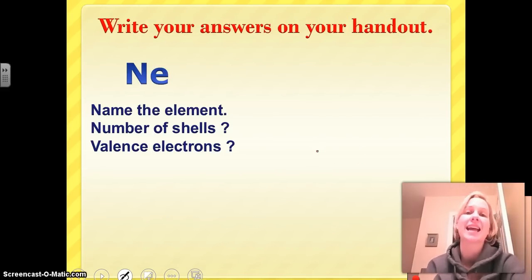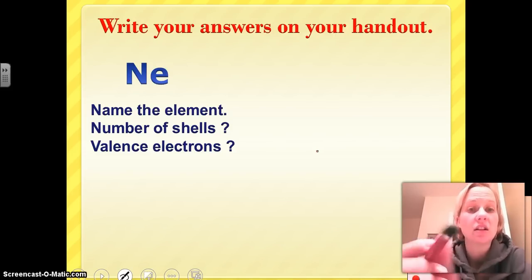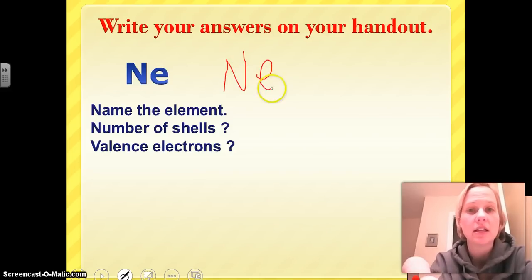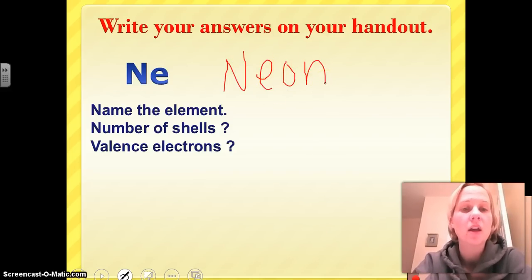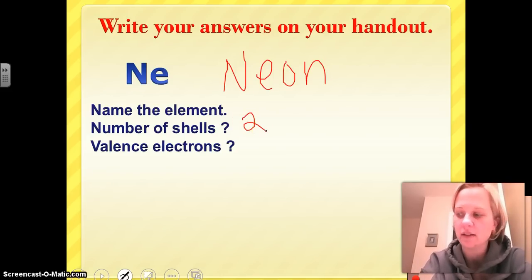So now let's look at Ne. Okay, so we have to name this element, we have to look at the number of shells it has, and the valence electrons. Ne is neon. And neon is very, very special. Neon is actually a noble gas. So if it's a noble gas, it tells you where I should find it. I should find it in the very last group on the right. It is in period 2, and it has a valence number of 8.